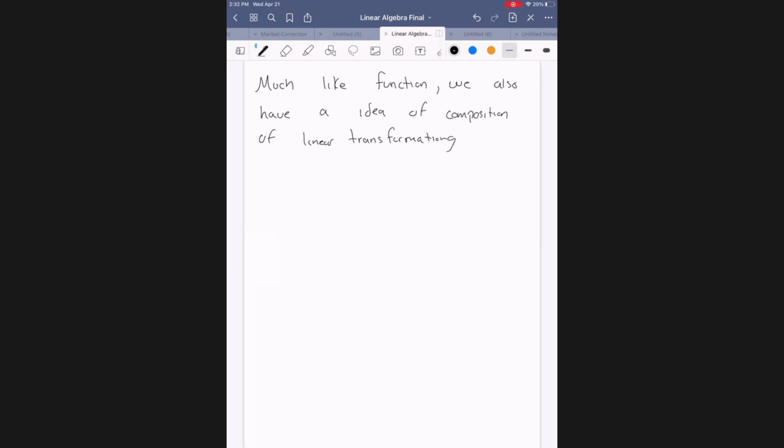we also have an idea of composition of linear transformations. So remember in college algebra, you were doing this, for whatever reason I always call this fog, but it's the composition between F and G, right? So much like how you have this in college algebra, you have the same thing between two linear transformations as well.